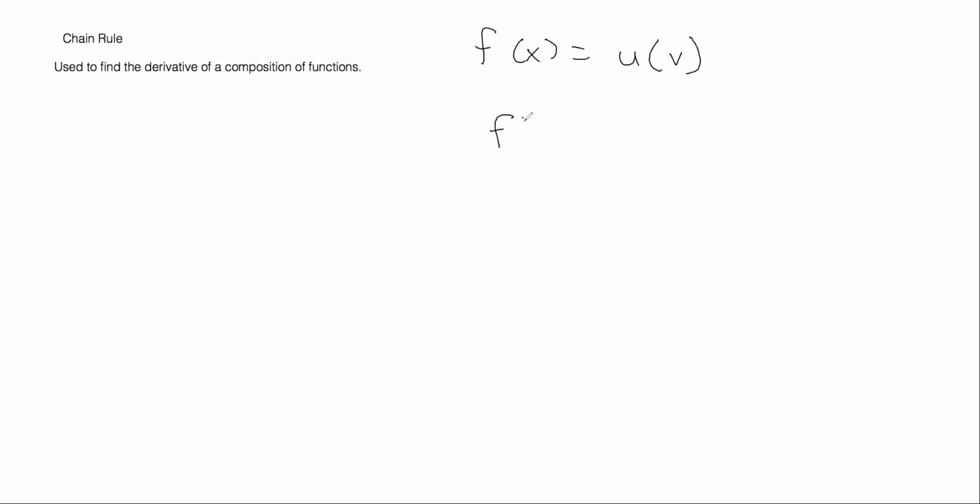So then the derivative of this would be u prime of v times the derivative of our inner function. So that would be times v prime.